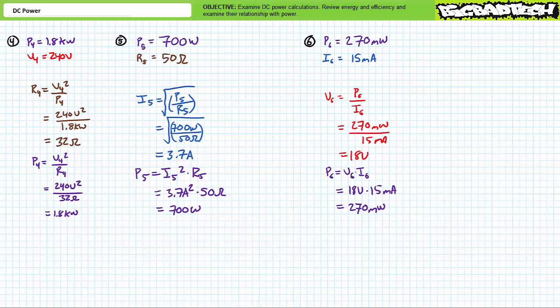Finally, our last problem features an unknown resistor known to be dissipating 270 milliwatts of power, experiencing 15 milliamperes of current through it. We're being asked to solve for the voltage drop across it. Voltage equals power over current. 270 milliwatts over 15 milliamperes demonstrates this resistor should be experiencing an 18 volt drop. A supporting calculation verifies this result. 18 volts times 15 milliamperes does indeed yield 270 milliwatts of power.